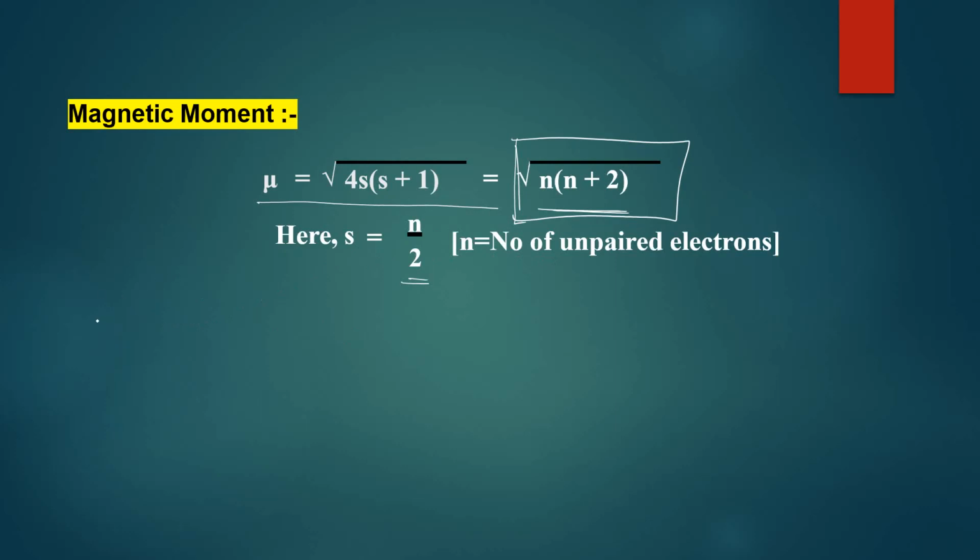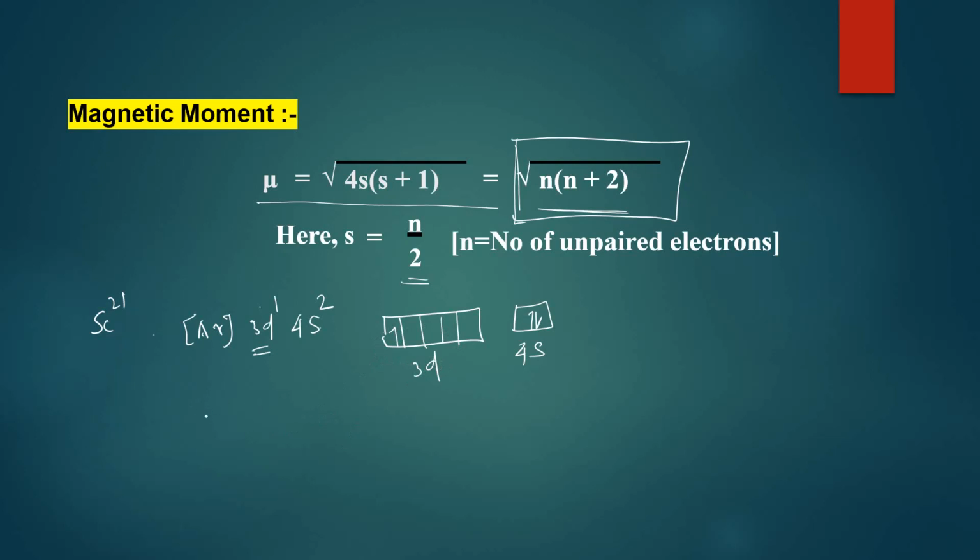Let us consider a few examples here. Let us take scandium. Scandium's atomic number is 21, so we can write argon 18, 3d1 4s2. If you draw the 4s orbital and the 3d orbital, the 4s2 electrons are filled before the d electron because the energy gap is very low. Another one electron is here in the d orbital, so the number of unpaired electrons here is 1.